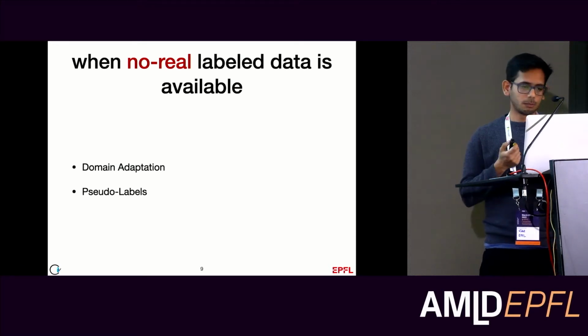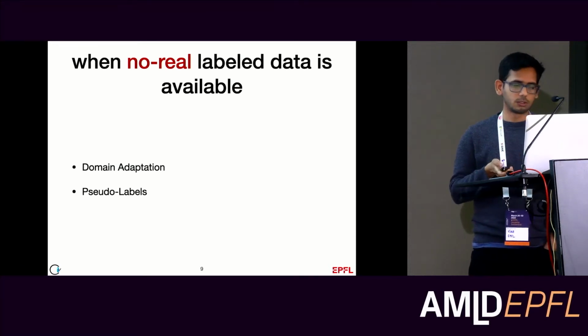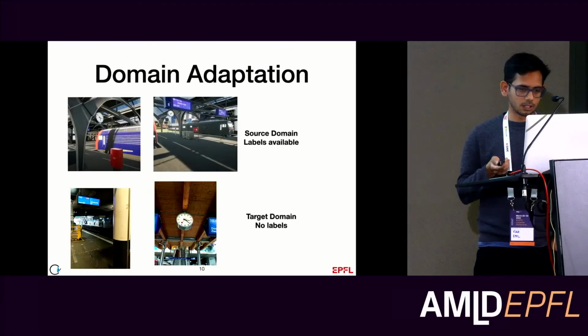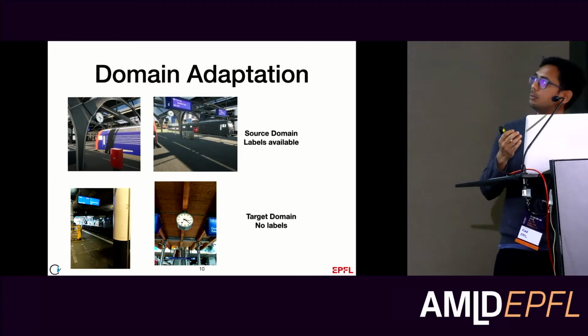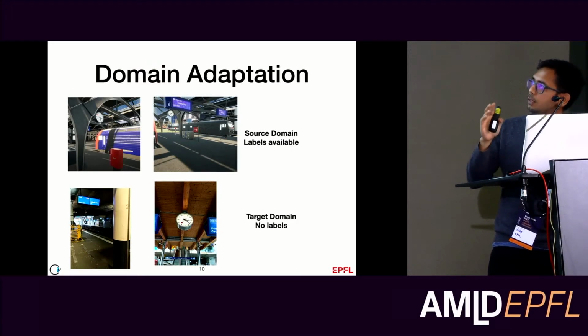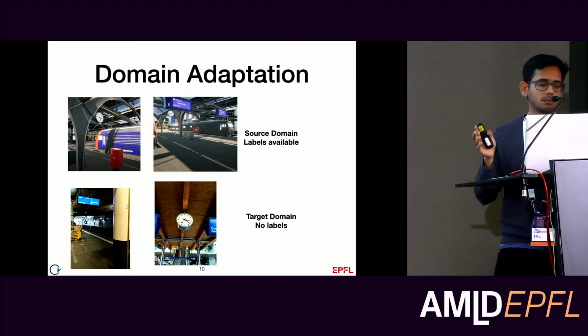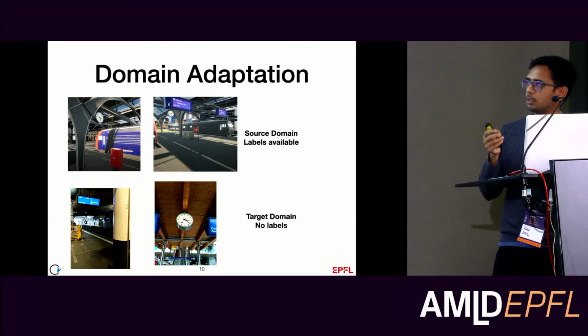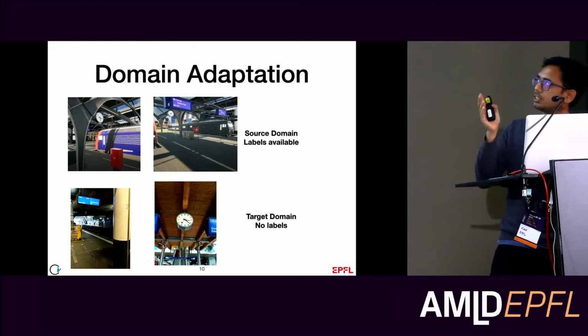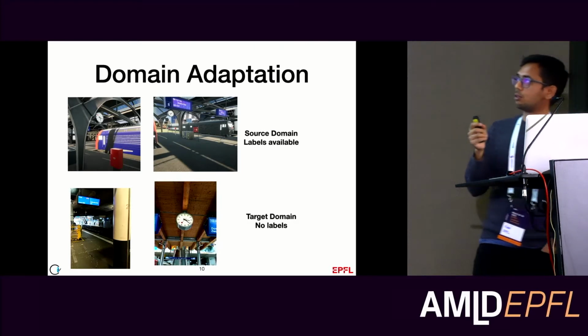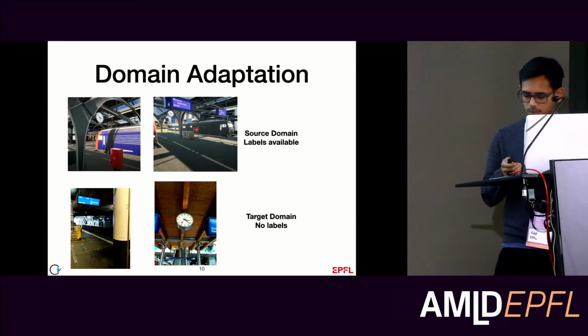So I'll talk about two methods which we use to close this gap. Firstly is domain adaptation. How we define the domain adaptation task is that we have two domains, source and target. For the source, we assume that we have labels available, and for the target domain, we don't have any labels. So in this case, synthetic image is the source, and the target is the real world image.